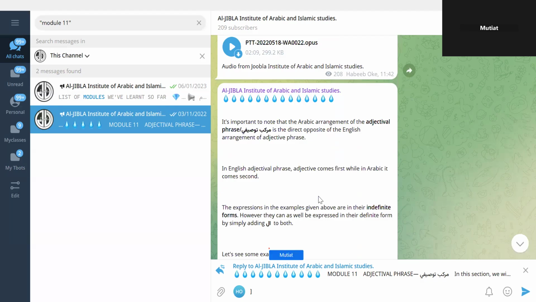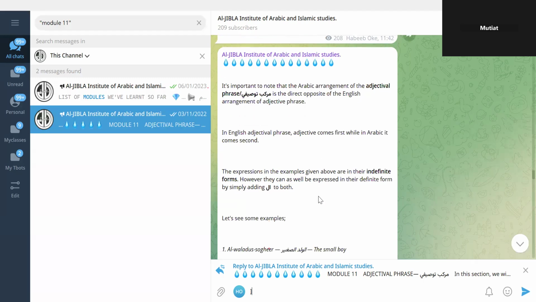So in this case, we talked about the arrangement. We said it's important to know that the Arabic arrangement of the adjectival phrase, murakkab tawseefi, is the direct opposite of the English arrangement. So in English, the adjective comes first, while in Arabic, the adjective comes second. Okay, so that has been noted.